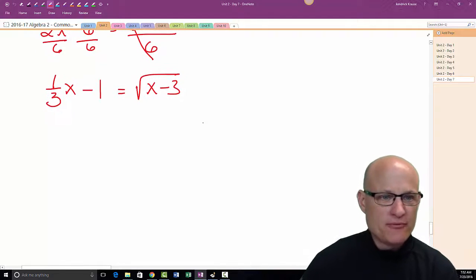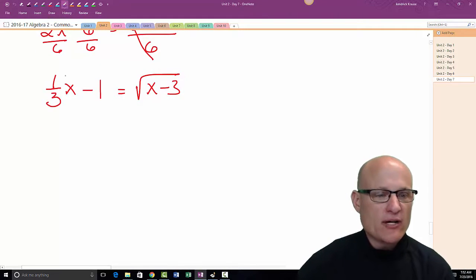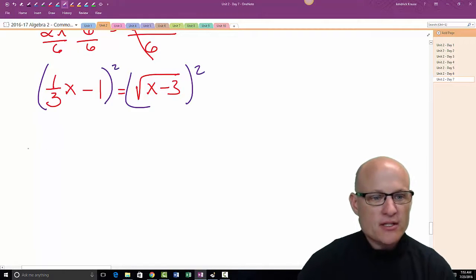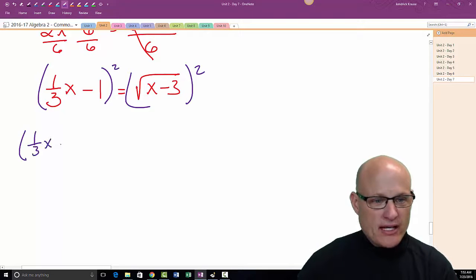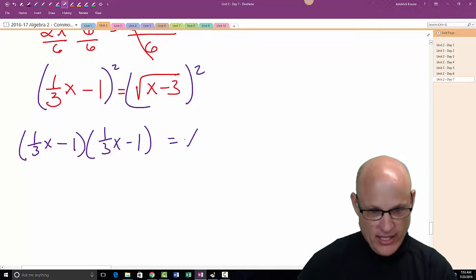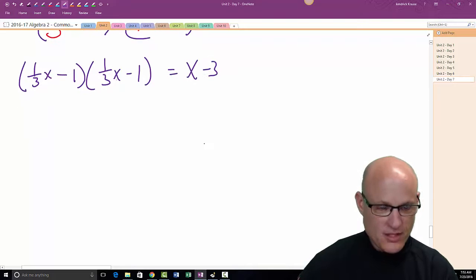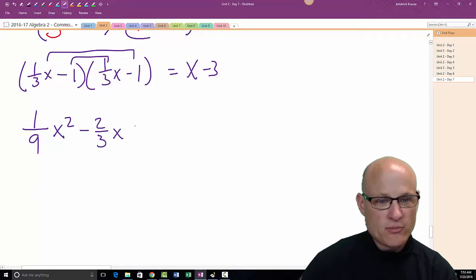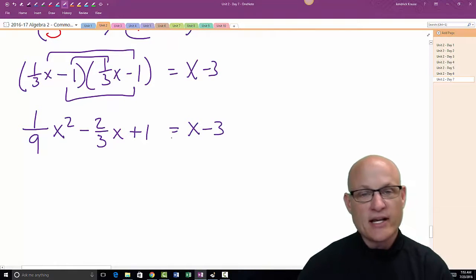Woo, kids, this one's going to be rough. I hope teachers did this one in class for you. We're going to square both sides. So this means 1/3 x minus 1 times 1/3 x minus 1 equals x minus 3. 1/3 x times 1/3 x is 1/9 x squared. Minus 1/3 and minus 1/3 is minus 2/3 x plus 1, because these multiply to plus 1, is equal to x minus 3.